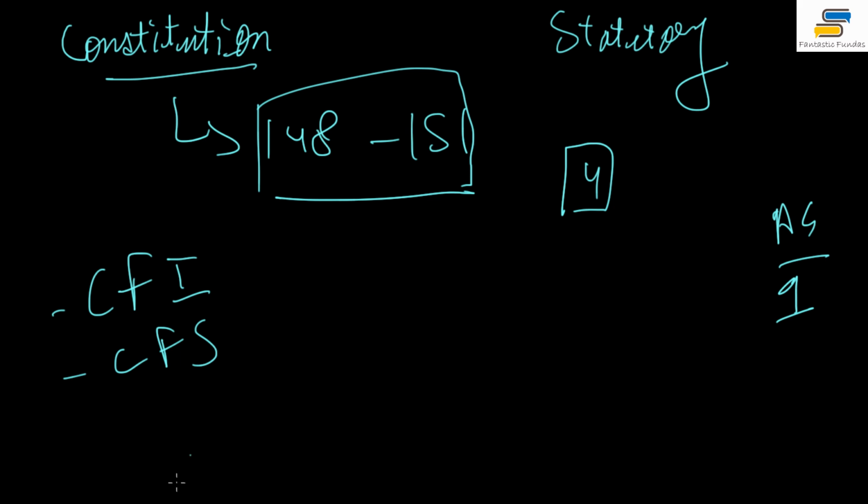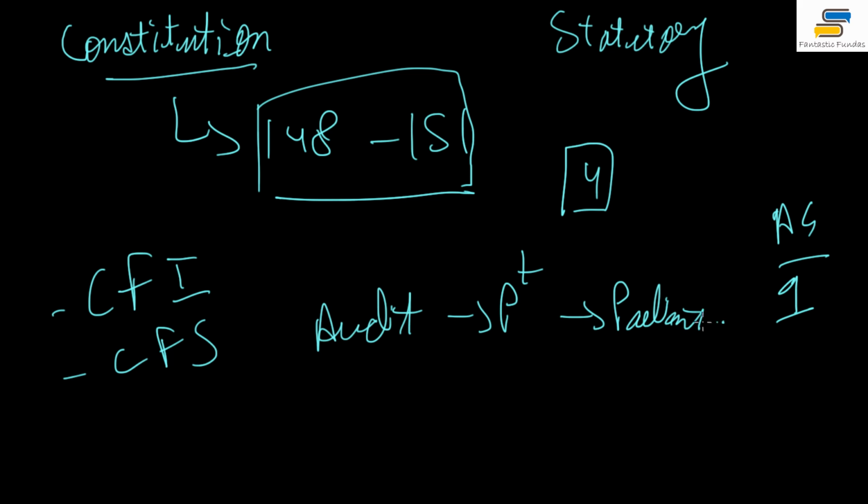Okay. Now Article 151 is there, which prescribes the audit report, right? The audit report is given under Article 151 to the President, who causes it to be laid before the Parliament. Okay, the President lays that report before the Parliament, right?